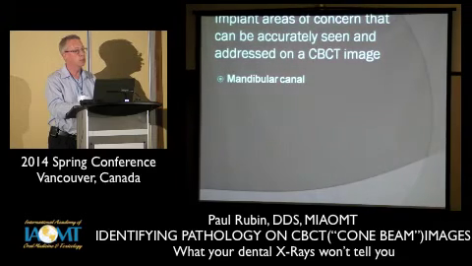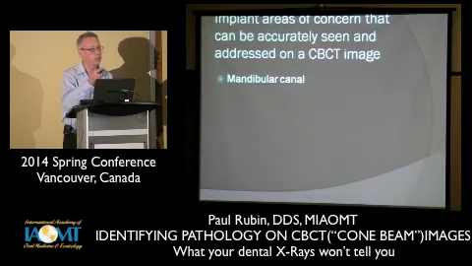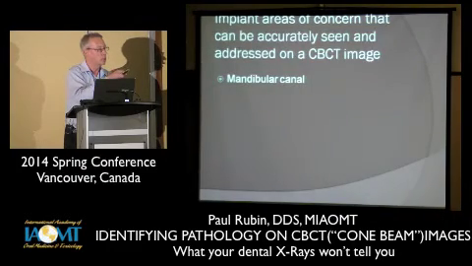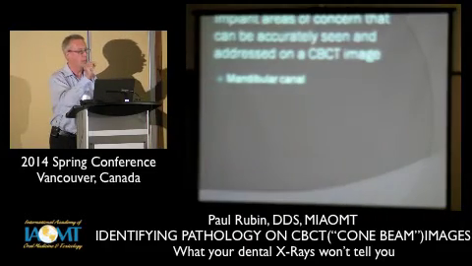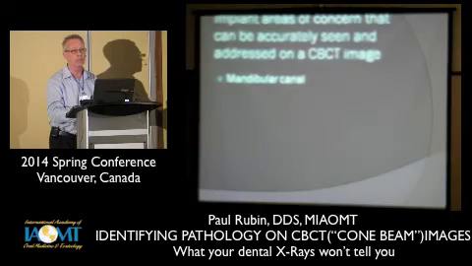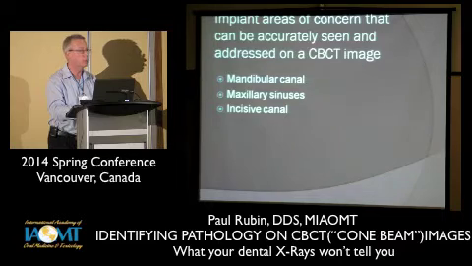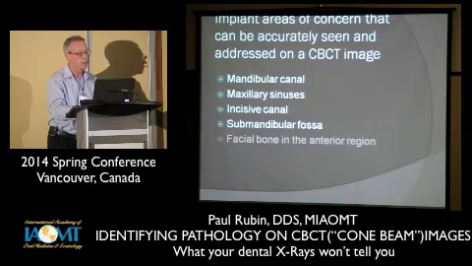You can see the mandibular canal. And on the Sirona image, you can actually trace the mandibular canal and leave a highlighted red line, a trail, where that mandibular canal is. So in every view that you look at, it's just going to stick out like a sore thumb, and you can know exactly where that canal is three-dimensionally. You can see where the maxillary sinuses are, where the incisive canal is. The submandibular fossa, something that a lot of people don't quite grasp until they start looking at this three-dimensionally. I'll show you a drawing about this. Facial bones in the anterior region.